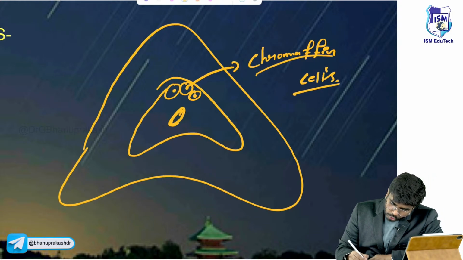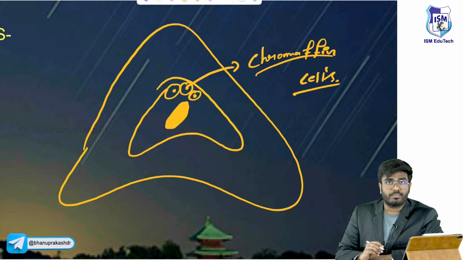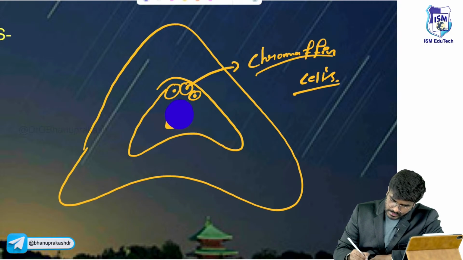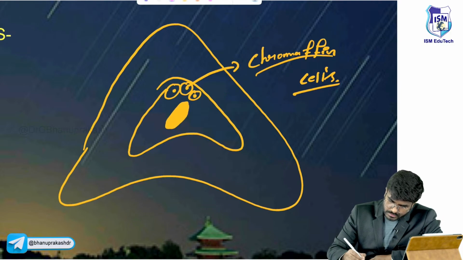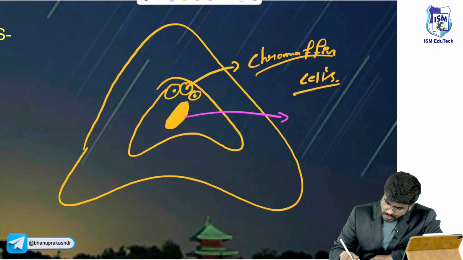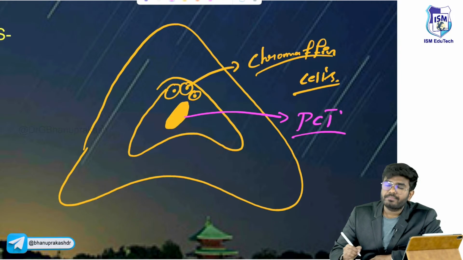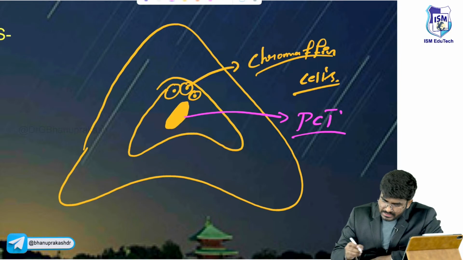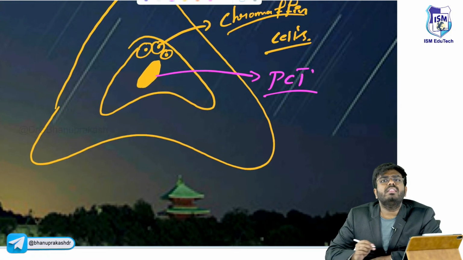Now, previously I discussed a tumor in the adrenal cortex. If there is a tumor in the adrenal cortex, it is called Conn syndrome. If there is a tumor here in the adrenal medulla, then it is called pheochromocytoma.